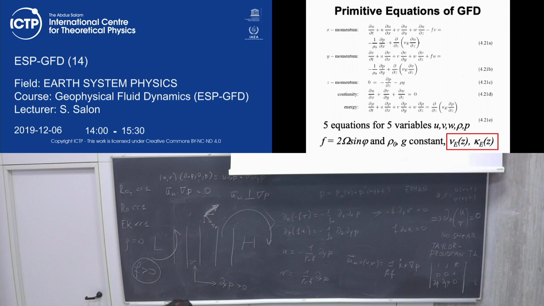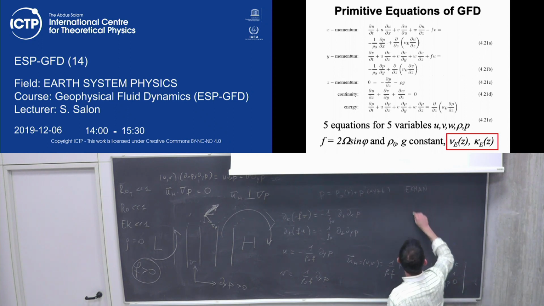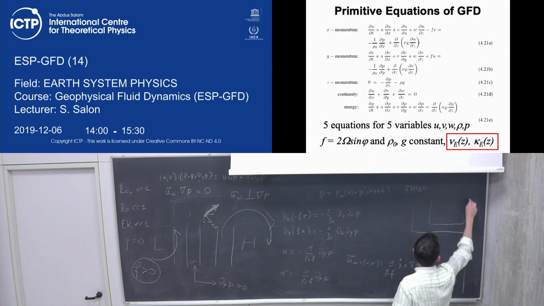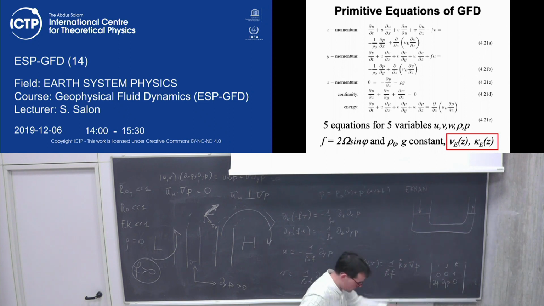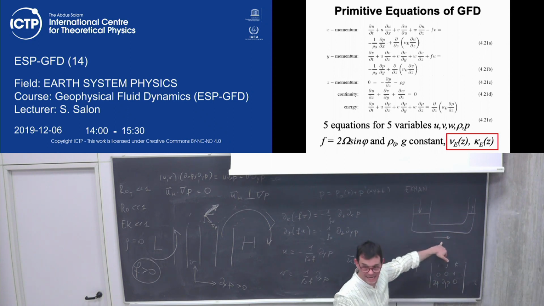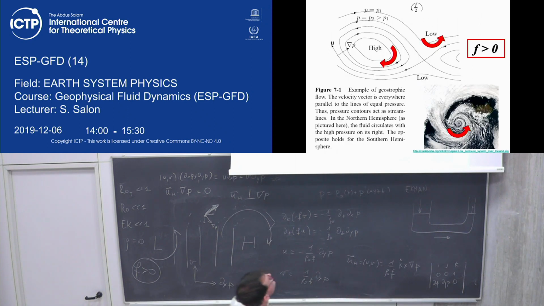Okay. So if you are without rotation, think about a U-tube. So I'm having pressure here and pressure here. In this case, the flow is parallel to the gradient. In this case, it's perpendicular. So this helps us to describe what is happening in our atmosphere, for example.